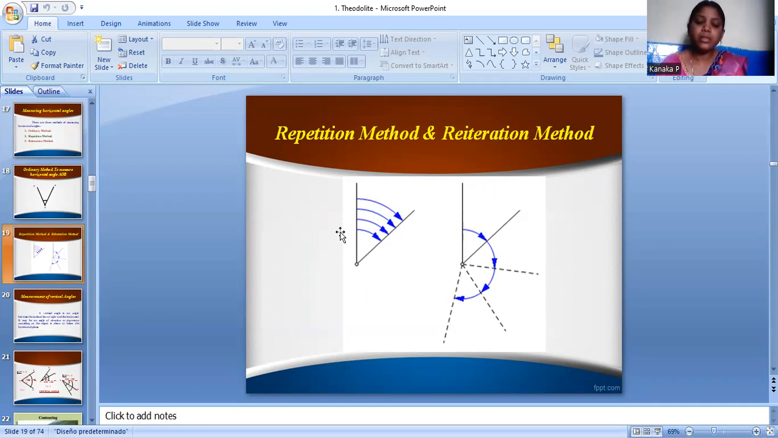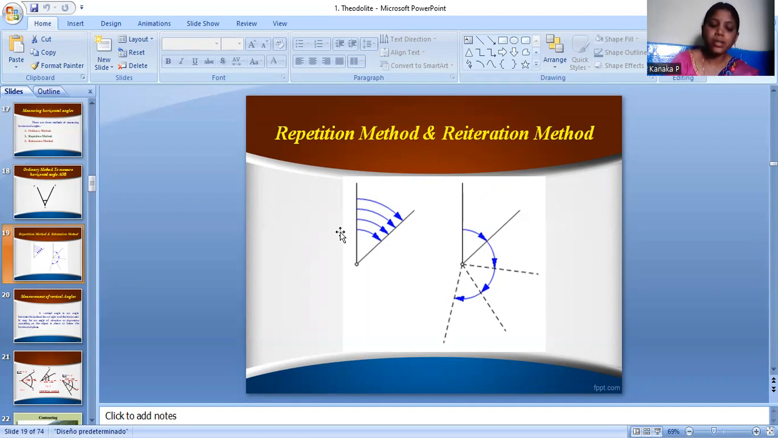The following is the reiteration method. First, the instrument is set on O. Initial adjustments are made accurately. The vernier is set to 0. Next, the telescope is directed at any distant object P, the left extreme object, and bisected accurately using the lower clamp and the lower tangent screw. The vernier reading is noted.